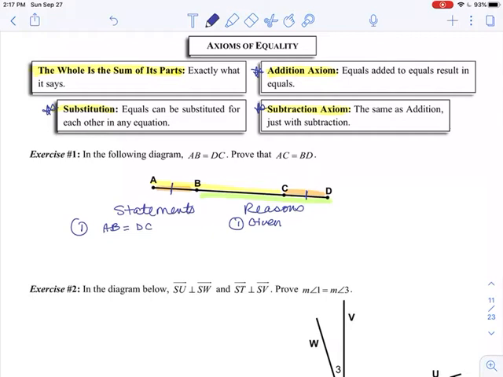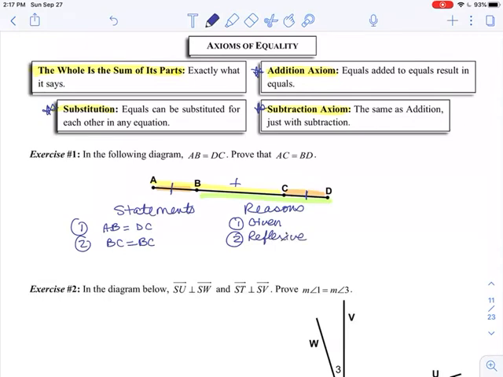So in order to get AC, I've got to take AB, which I already know, and add on BC. I also want to get BD. BD is BC plus CD. So again, I'm adding on BC to CD on the right. So I have to add on BC to the left, and I have to add on BC to the right. So BC has to be part of my proof.